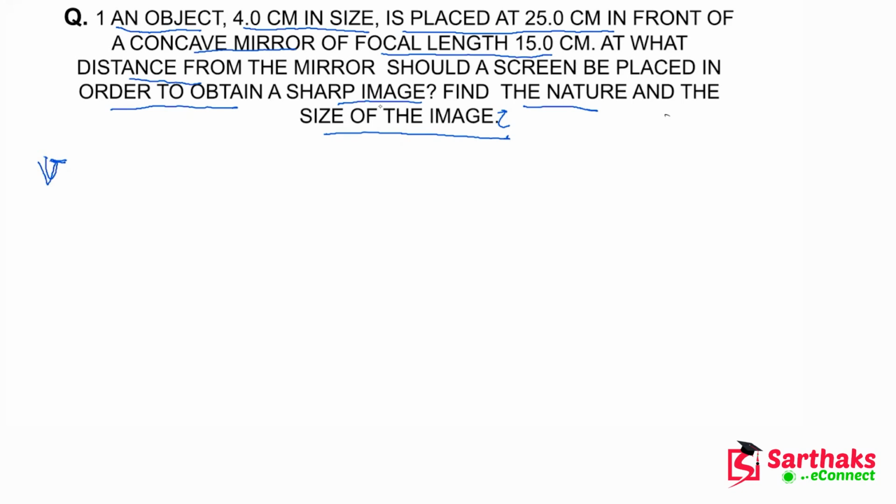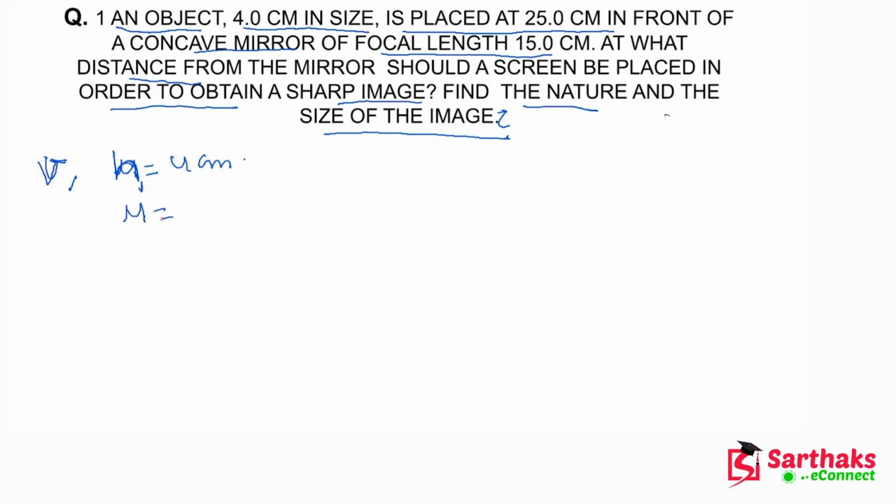So where we should place a screen where the image is formed, then only we will be able to obtain a sharp image. So first of all, let's write whatever information we have been given in this question. We have been given the object size, and that is 4 centimeters. Object size denotes h, so it is h1.